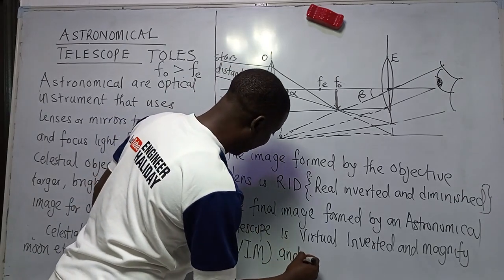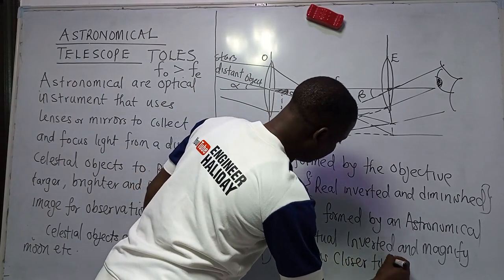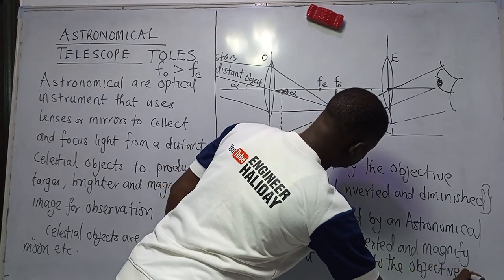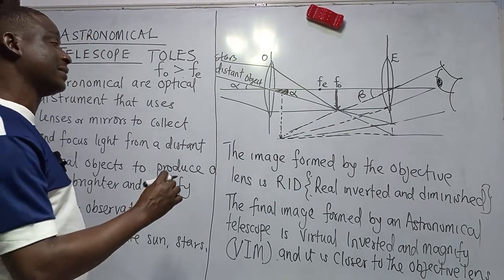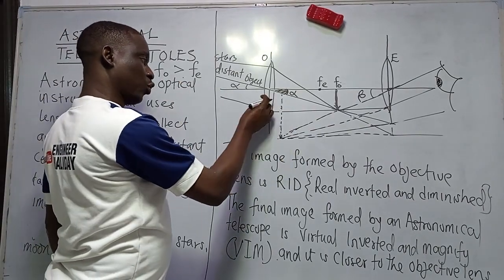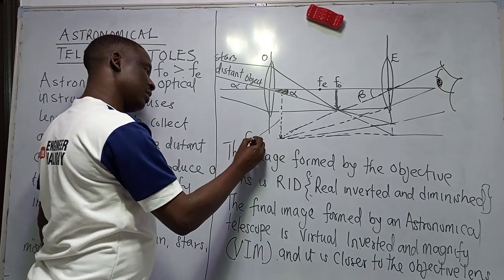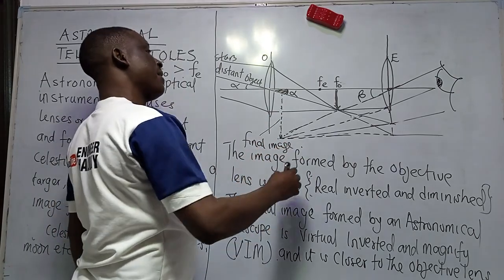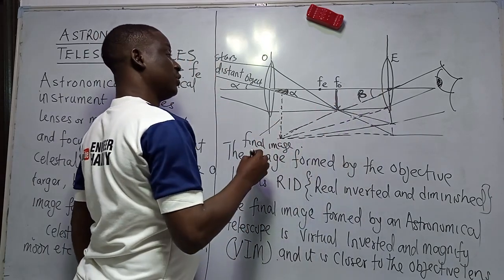closer to the objective lens. Don't forget. Now look at the image. Look at the final image; this is what we call the final image. And the final image makes an angle of beta, which is measured in radians.